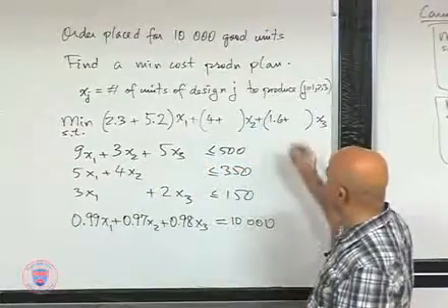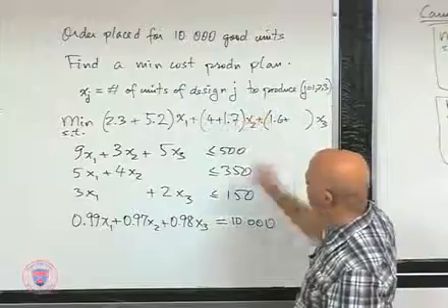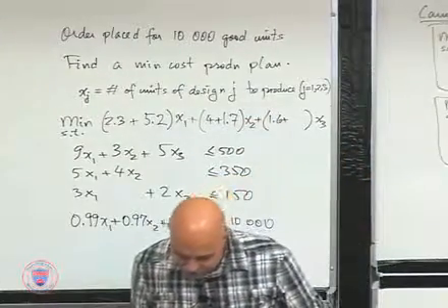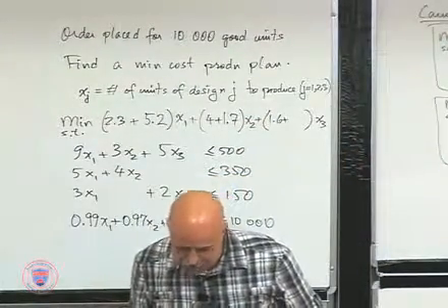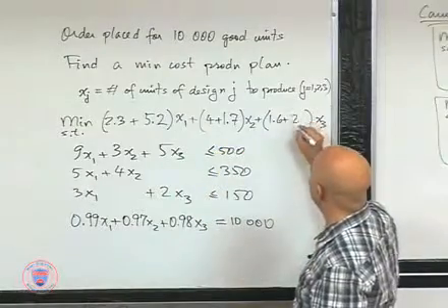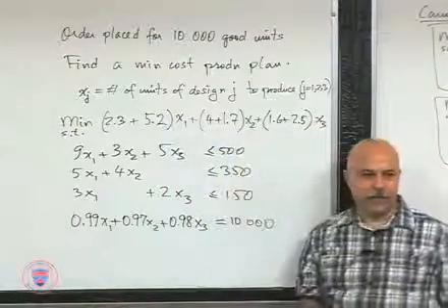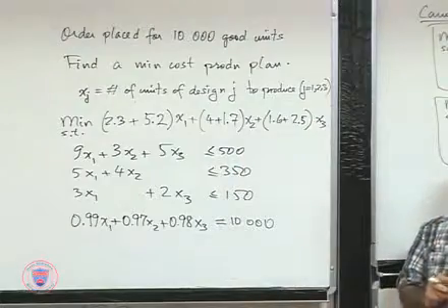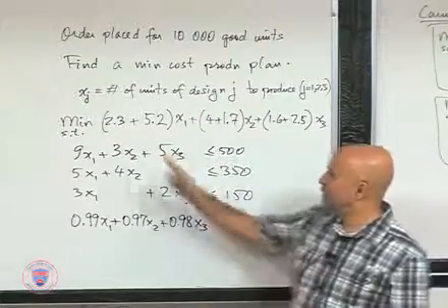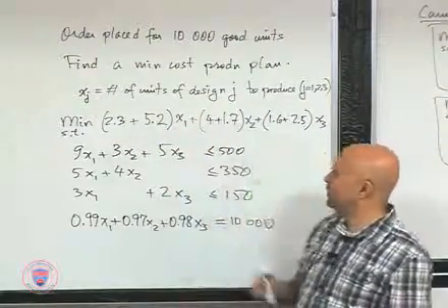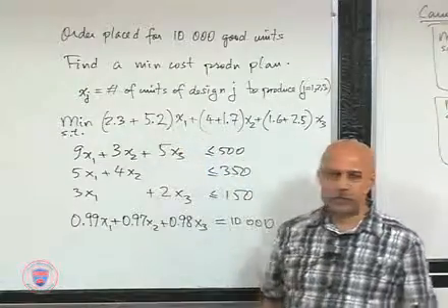$1.7. And the last one? 2.5? 2.5. So you can add them up and find the actual C1, C2, and C3 values. Where did this 5.2 come from?